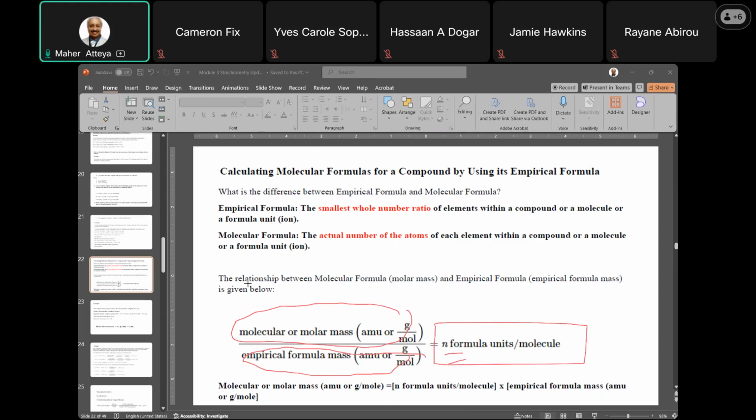Okay, so let's look at an example. And I don't think that will be in the final exam, but I think if you look at this example here, just hold on.